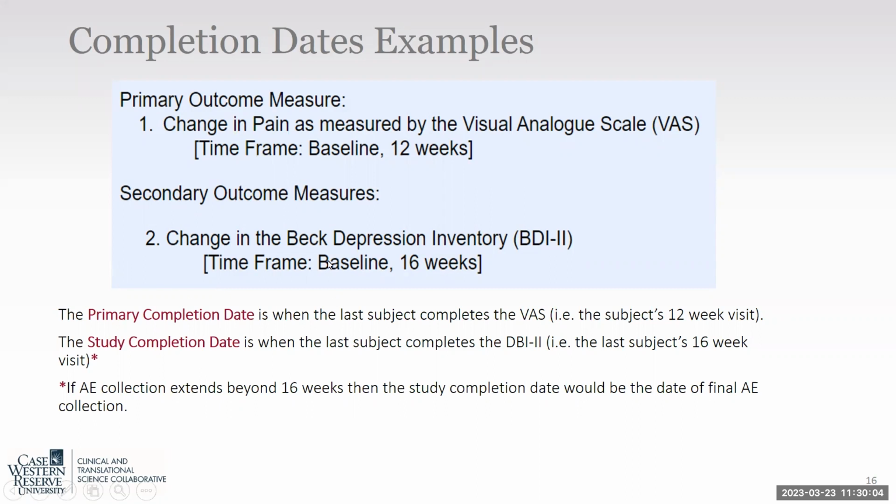And for the study completion date, it's going to be when the last patient completes their 16-week visit, because that's when we're getting the Beck Depression Inventory. If AE collection extends beyond 16 weeks, then the study completion date will be the final date of AE collection for the entire study.